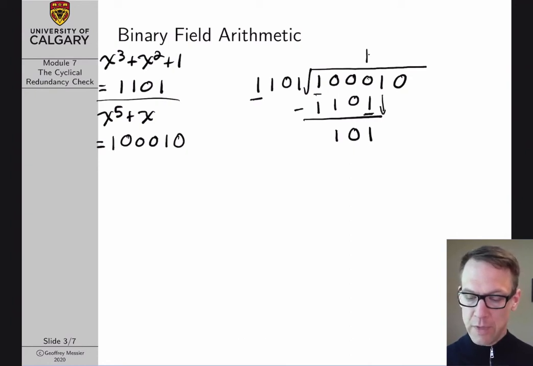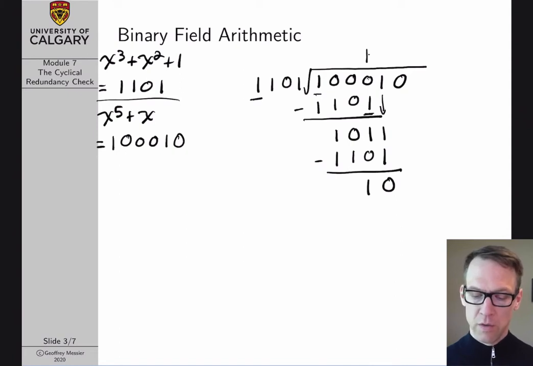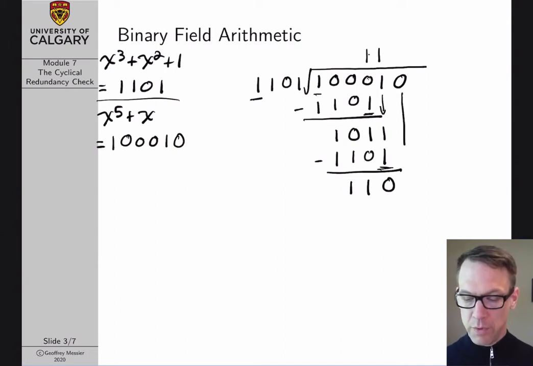Next thing we do is we pull down a 1. We then line up our divisor. We do our exclusive OR math. 1 exclusive OR with 1 is 0. 1 XOR 0 is 1. 0 XOR 1 is 1. We don't write the leading 0, but these two 1s cancel out. We put a 1 over top of the last position in our divisor. Then we pull down a 0 so that we're dealing with a string that's the same length as our divisor.